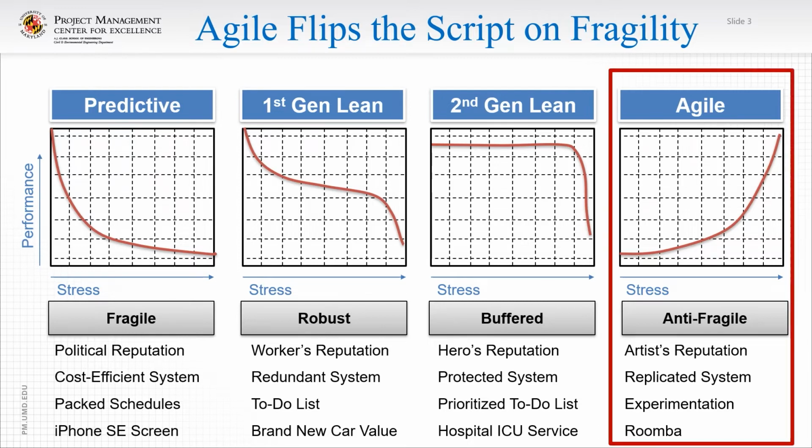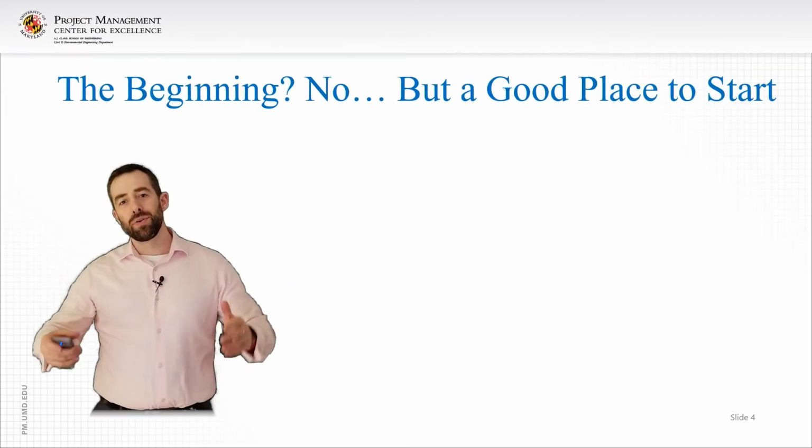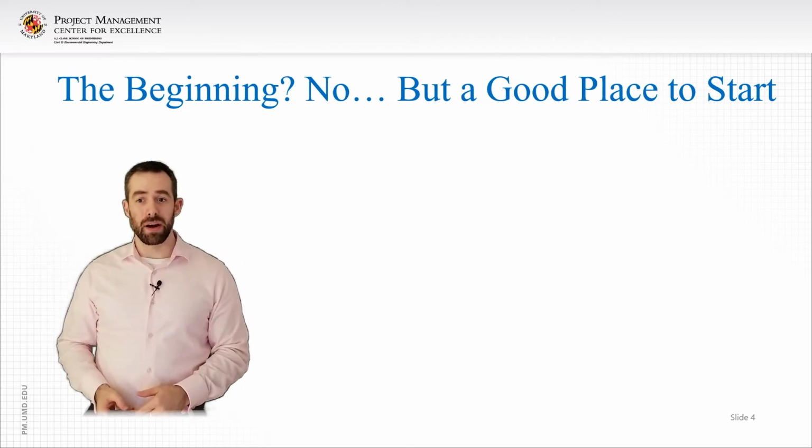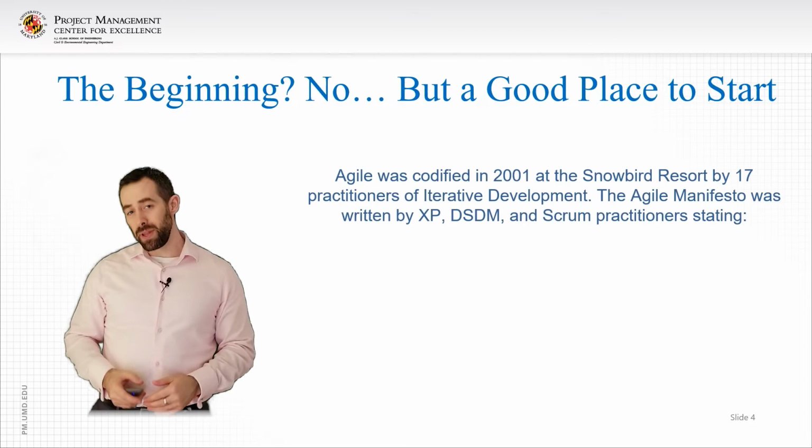So our goal is to become agile. So we want to go for this. I'm going to explain a little bit more about exactly what we mean. So a really great place to start, it's not really the beginning, but it's a really good place to start, is to talk about the Agile Manifesto.